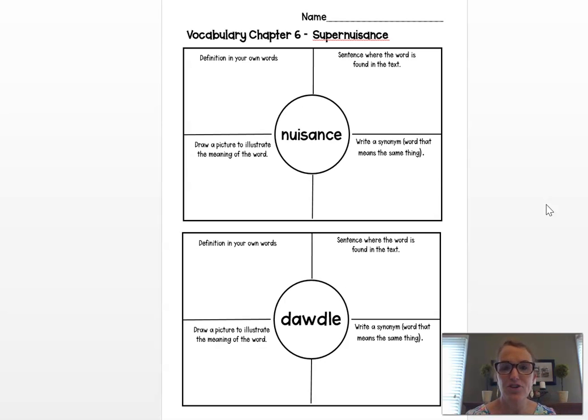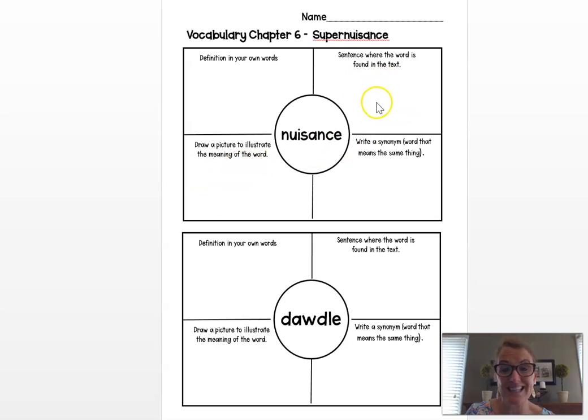Okay, then you're going to do your vocabulary activity. This vocabulary activity does take a little bit longer, so don't worry. The comprehension activity is short, so it works out. Our first word is nuisance. You're going to write the definition in your own words, and draw a picture to illustrate the meaning.